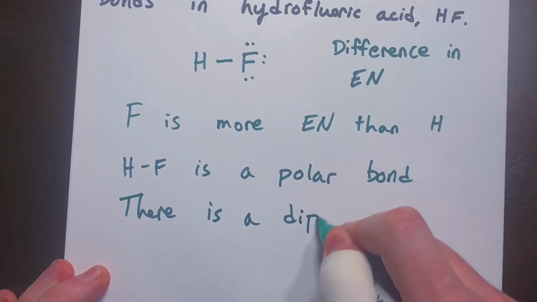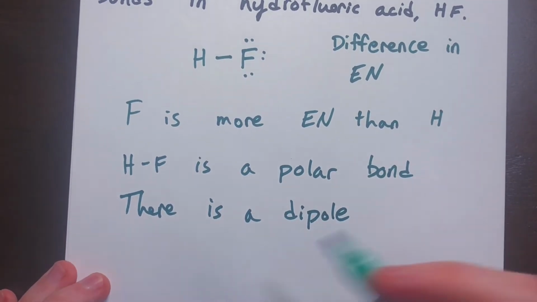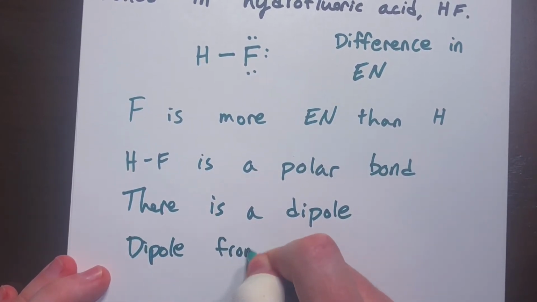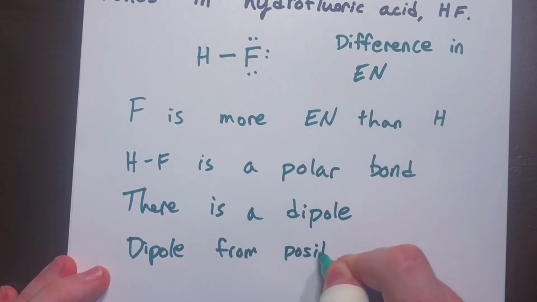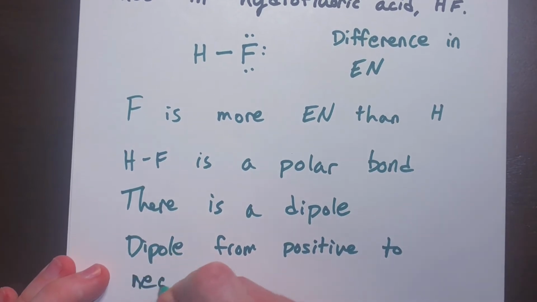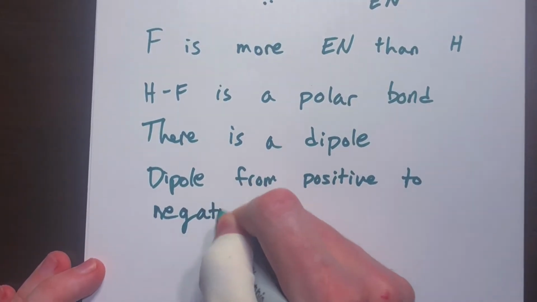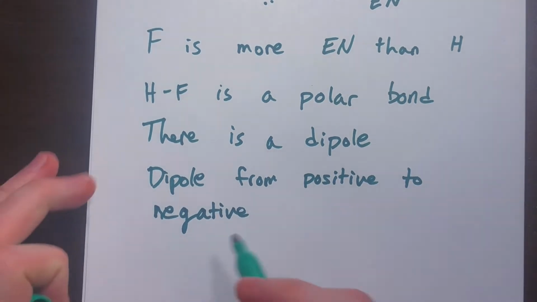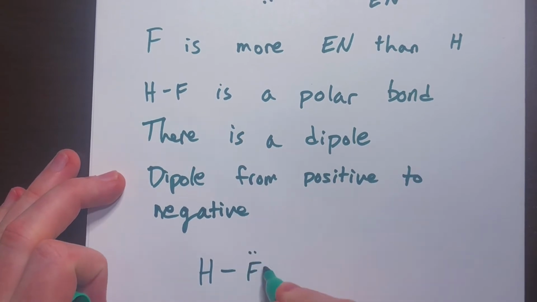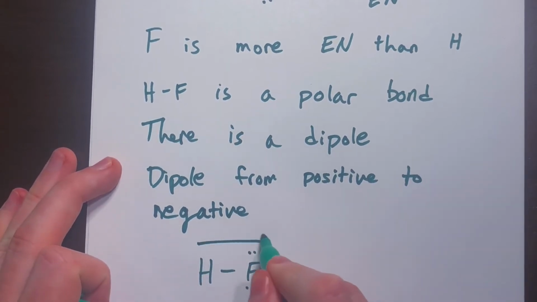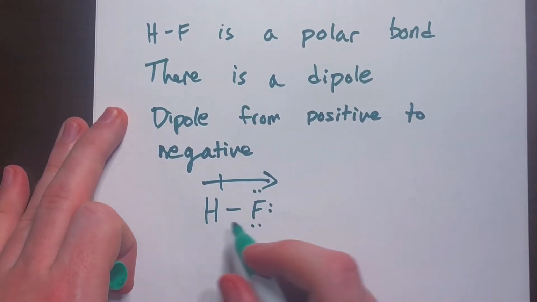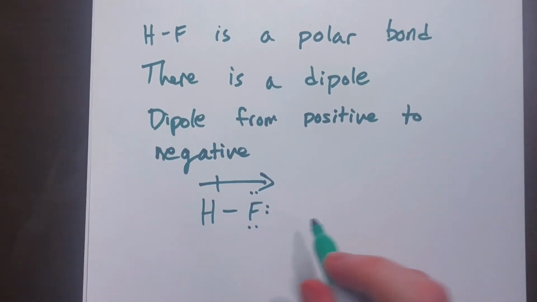So now how do we illustrate this dipole? So dipoles always go from positive to negative. So towards the more electronegative atom. So if we look at HF, we know that fluorine is more electronegative. So the dipole that we would draw would be like this, moving from hydrogen to fluorine in the direction of the more negative atom, the more electronegative atom.